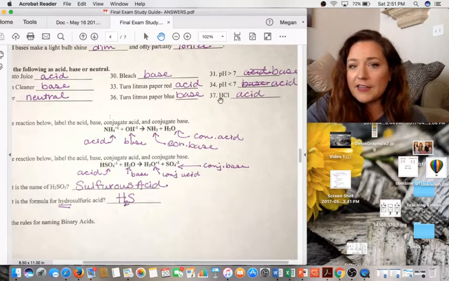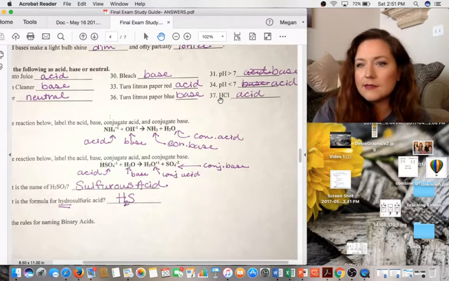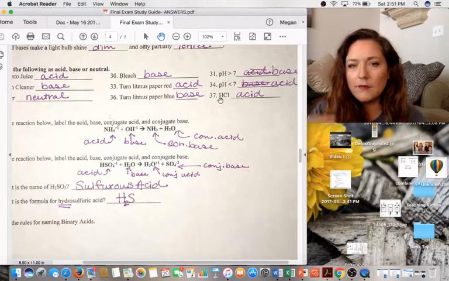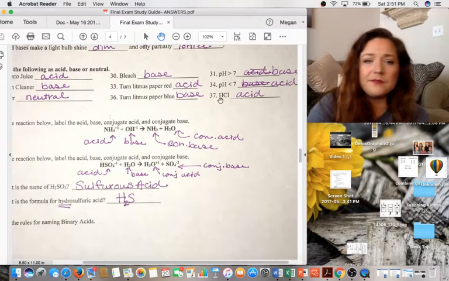Hydrochloric has an H in front, and this is just really basic chemistry: if there's an H in front like that, it's going to be an acid. This isn't true 100% of the time, but at this level of chemistry, seeing the hydrogen in front of hydrochloric means it's going to be an acid. All right.